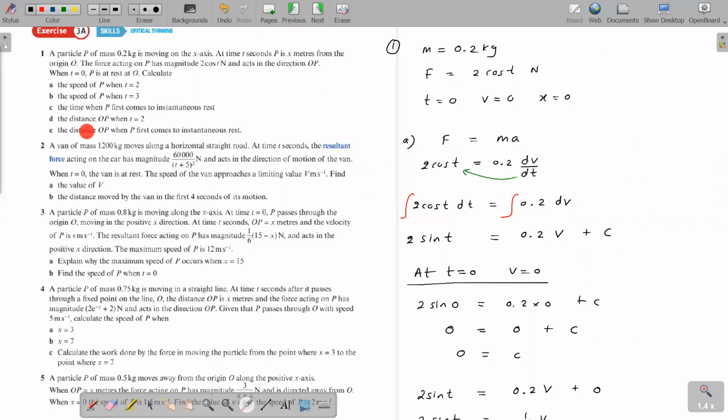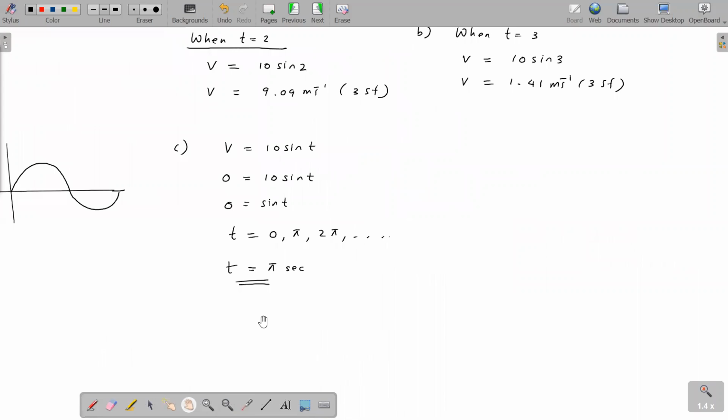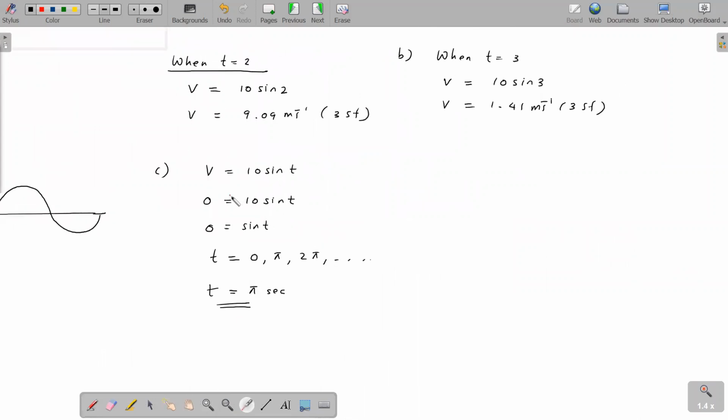Part C, they ask you to find the distance OP when t equals 2. So distance OP. How do we get the distance when t equals 2? Basically, distance means I need to get this velocity and further integrate it. But what do we know about velocity? We do know velocity is equal to dx by dt. This is something that you can always use anywhere. Velocity is dx by dt.